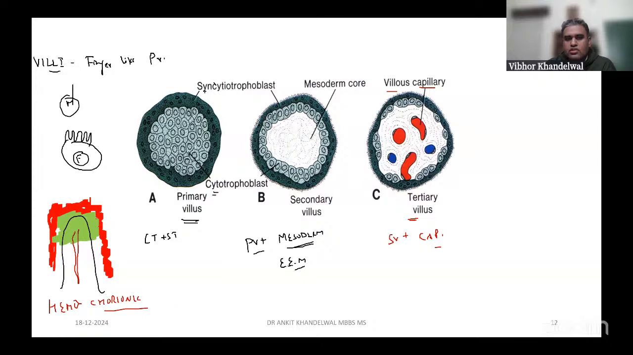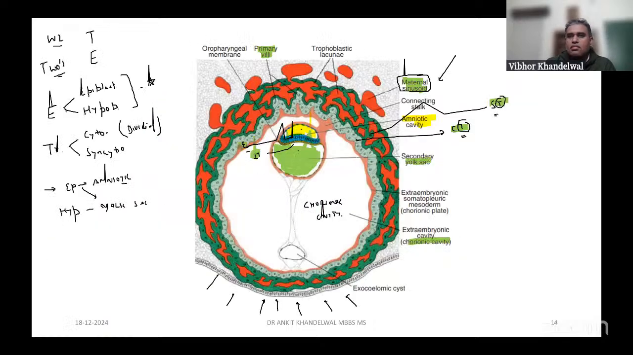Chorion actually is nothing but cytotrophoblast plus syncytiotrophoblast plus mesoderm, that is chorion. So hemo over here refers to the mother's blood. This area is maternal blood. And that was what we were seeing over here. If you see the maternal sinusoid over here, this is the blood which is lying outside.